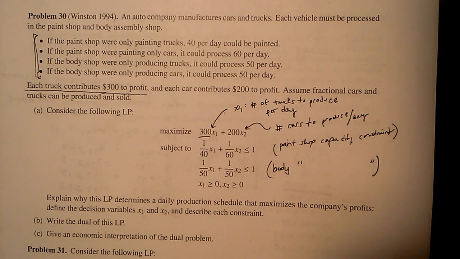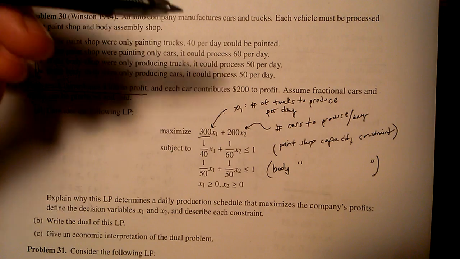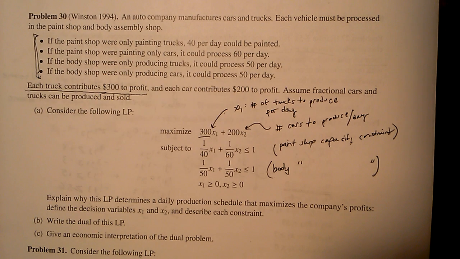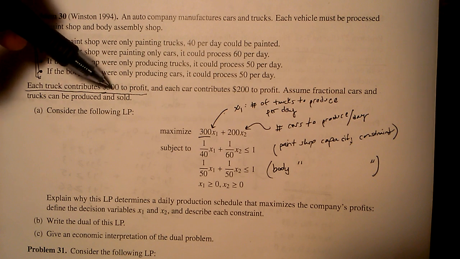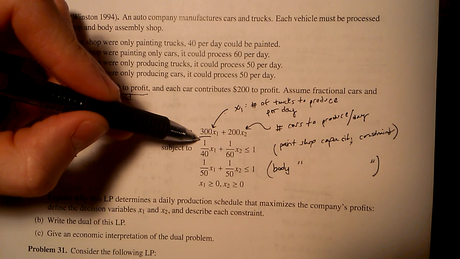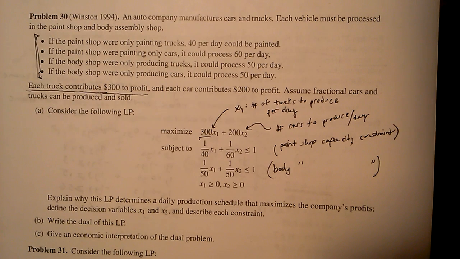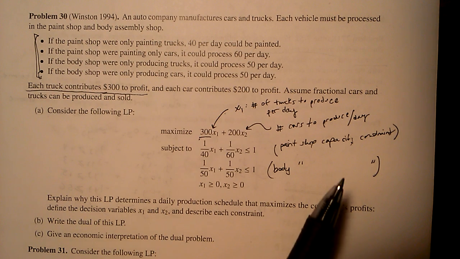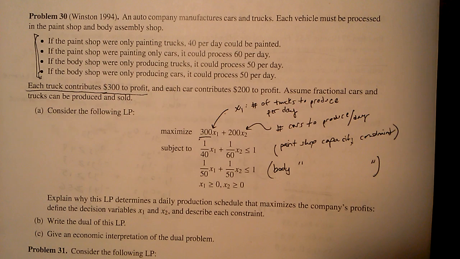Okay, I've already done that here, but I'll just walk you through it. Essentially, you figure out X1 and X2 pretty quickly are cars and trucks, or trucks and cars. And if you see that each truck contributes $300 to profit, well, that's the 300 you see right there, which means that X1 is the number of trucks to produce per day. That makes X2 the number of cars to produce per day. Okay, so we define the decision variables. Now all that's left to do is describe each constraint.